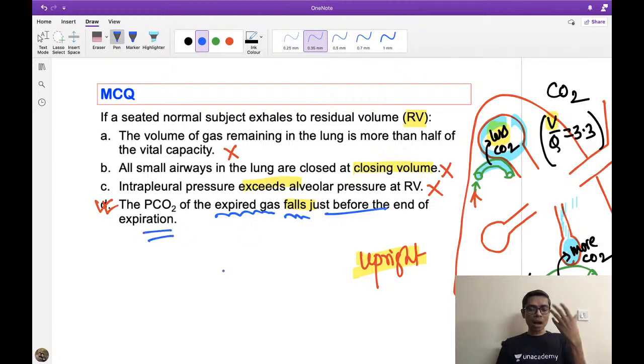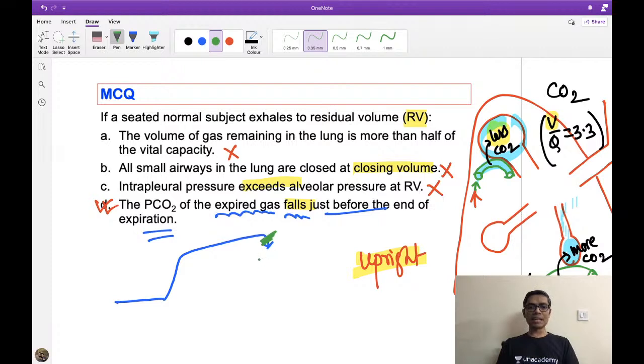So if you do a forceful expiration, just before the end of expiration, what is going to happen? Your partial pressure of carbon dioxide will suddenly fall. That means if you draw the carbon dioxide curve from the alveoli, initially it will be high, then there will be a carbon dioxide rise. Suddenly the carbon dioxide will start falling. Whenever the carbon dioxide starts falling, it indicates that now the basal alveoli are closed off.